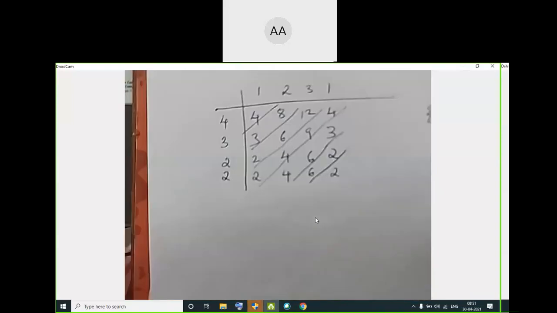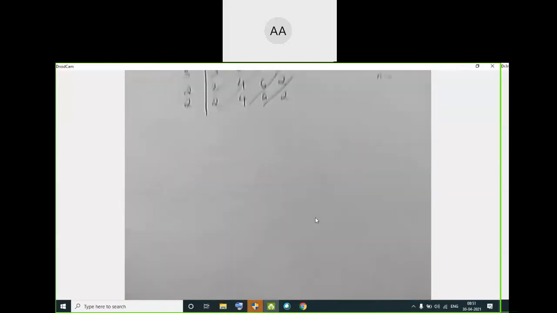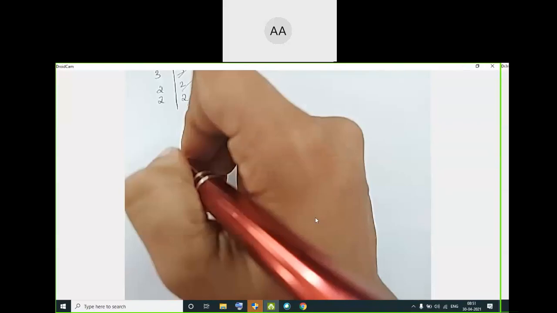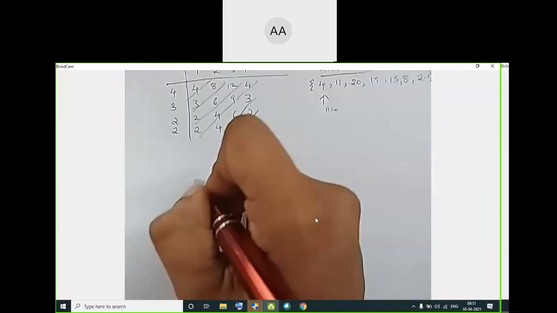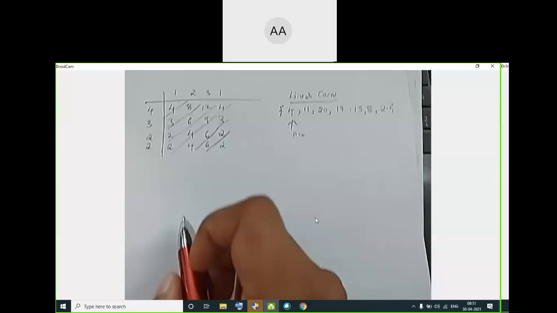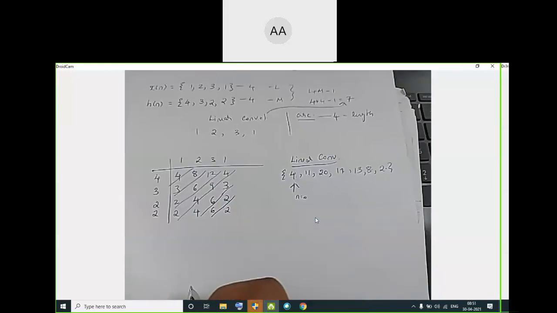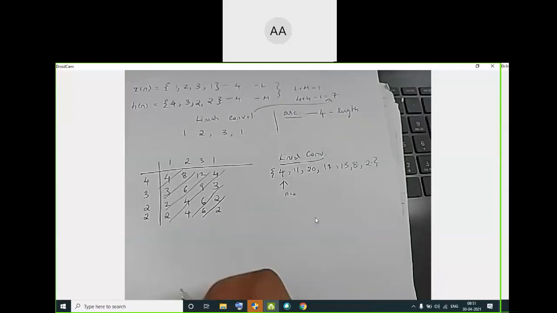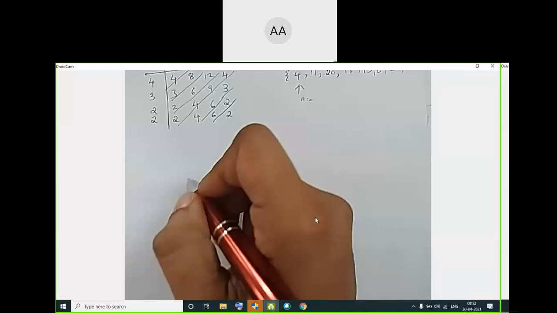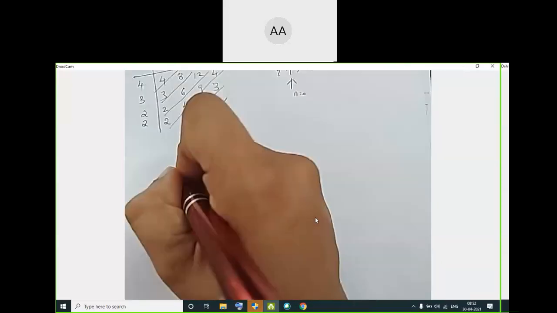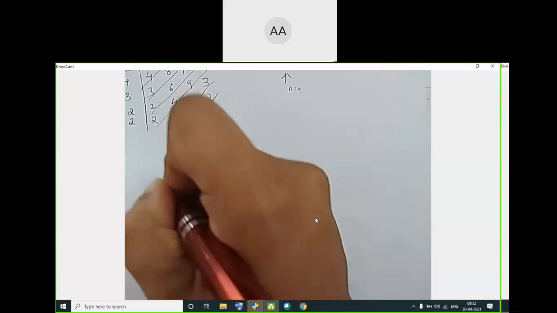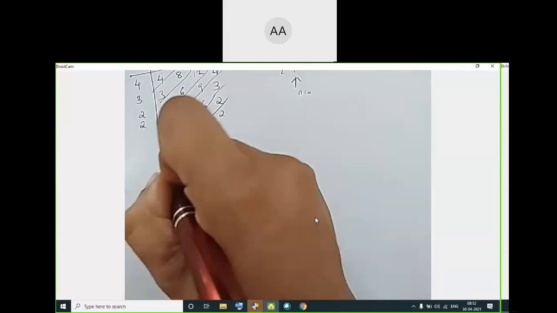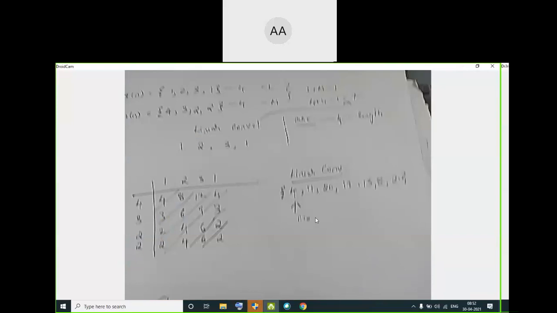So now let me do the circular convolution. How can I do circular convolution? I'll take the same numbers. Usually in your textbooks, you will find one method of drawing a circle and doing it. I'll show you both methods of doing circular convolution. This matrix method is much easier. So first I'll write your x of n: 1, 2, 3 and 1.